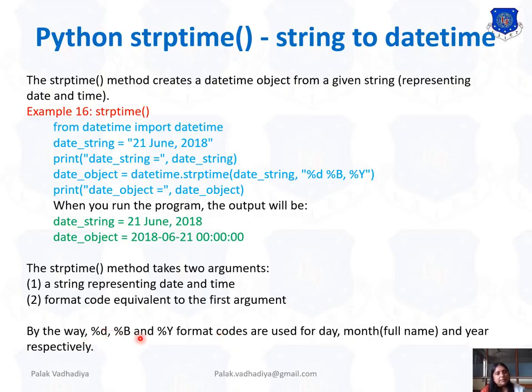By the way, the d, B and Y format codes I use are the day, as we discussed, the month, that is the full name, and then the year respectively.